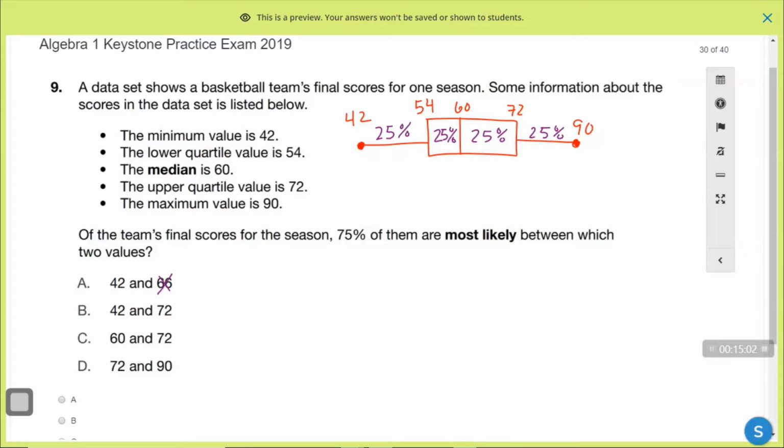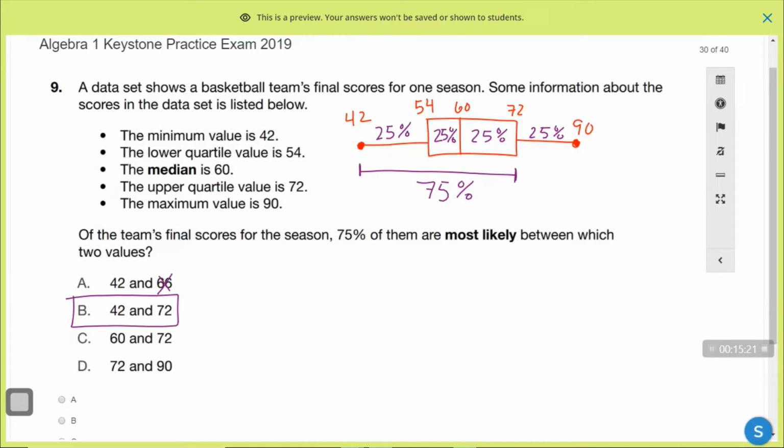Well, first off, 66 isn't even one of our markers here. It's not our minimum, not our maximum, it's not a quartile, not the median. So that one's out. Let's look at the next one. 42 to 72. Well, 42 would be here, 72 would be here, and that includes 3 of our percent sections. That would be a total of 75%, so that's our answer.